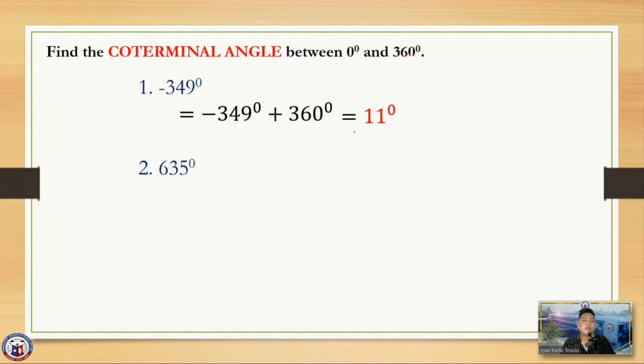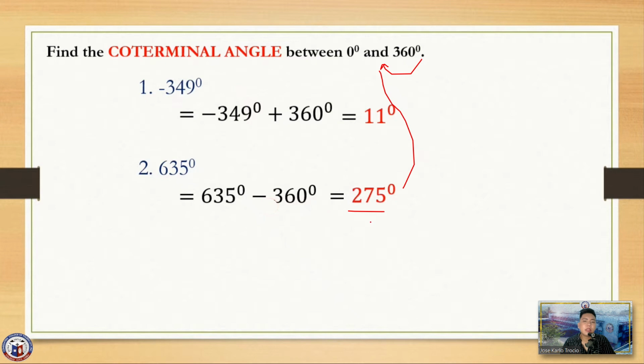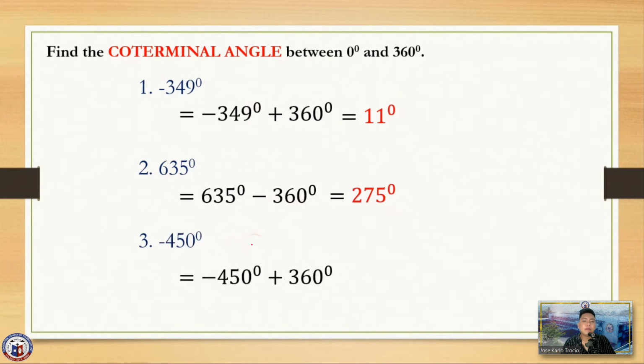How about the 635? So let's see. Of course we need to subtract this because 635 is greater than 360, so that it can fit in between here. So 275, is this good? Is this in between these values? Yes, it is. How about the third one?